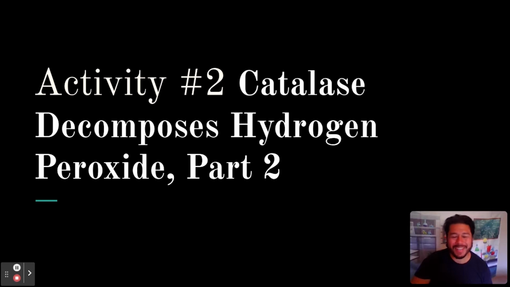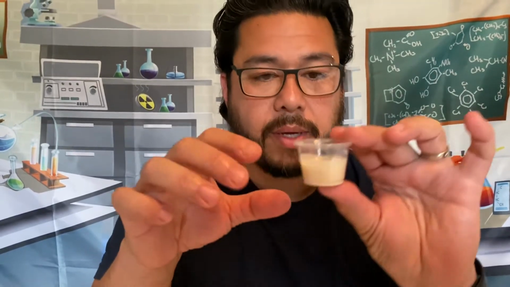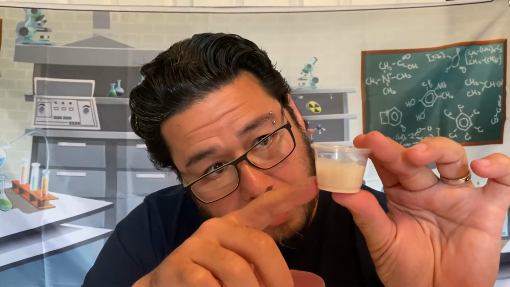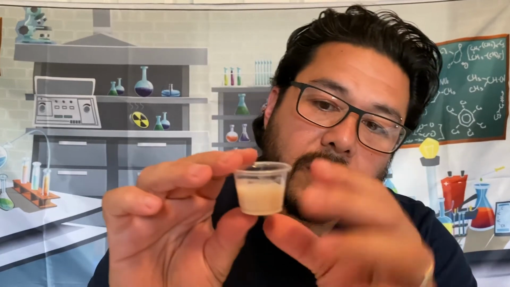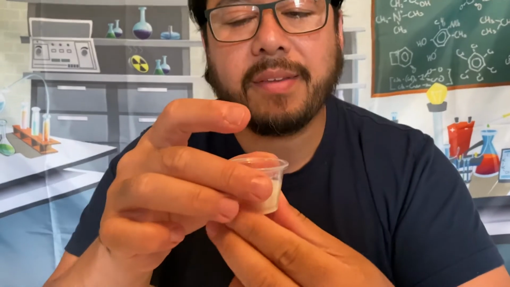Activity number 2, catalase decomposes hydrogen peroxide part 2. The first thing we're looking at, we still have our hydrogen peroxide cup, and now we have another solution. It's kind of murky, kind of cloudy, almost a beige or tan color. What's inside here is a yeast solution that we mixed up, that we also let bloom a little bit for about 10 minutes before we started this activity.